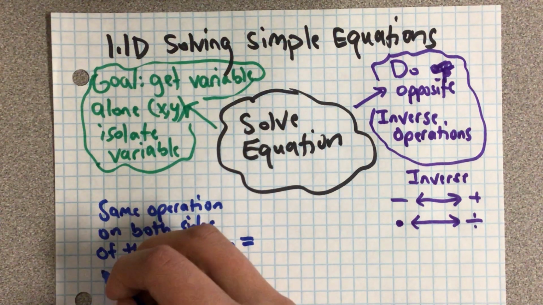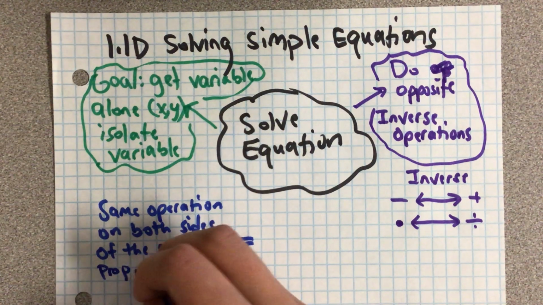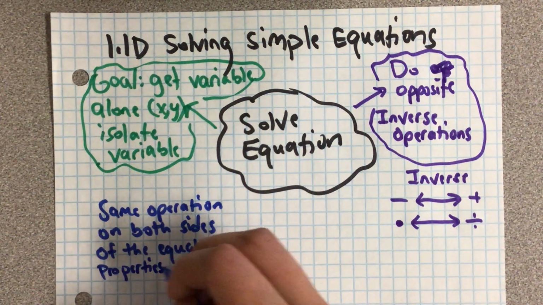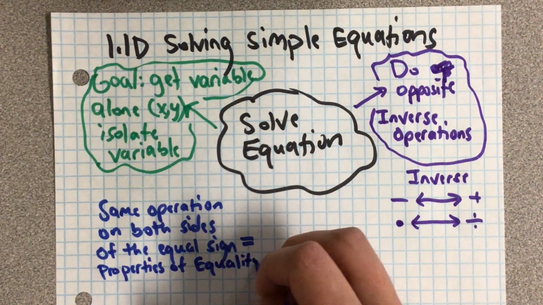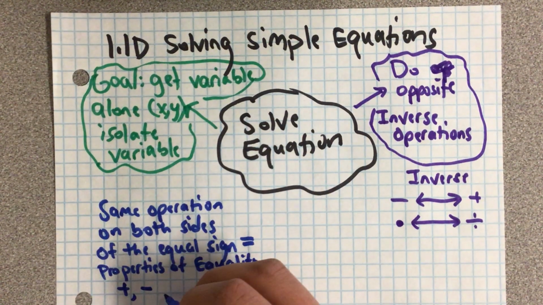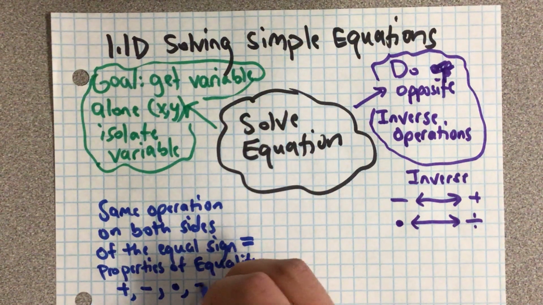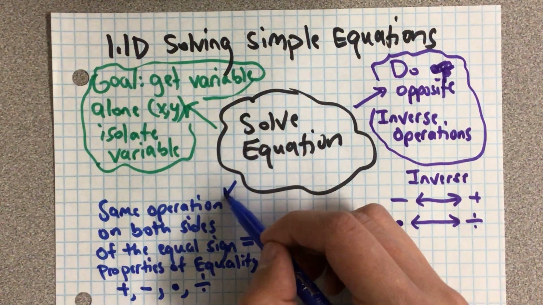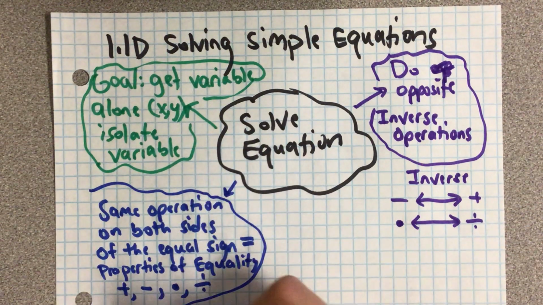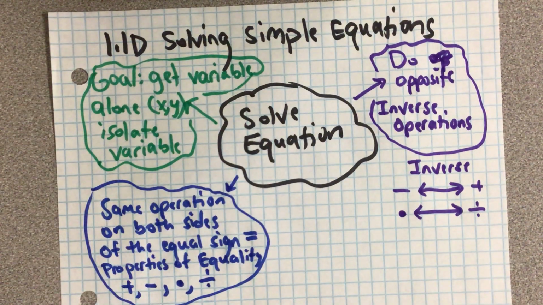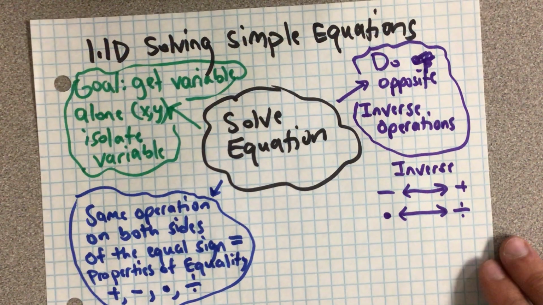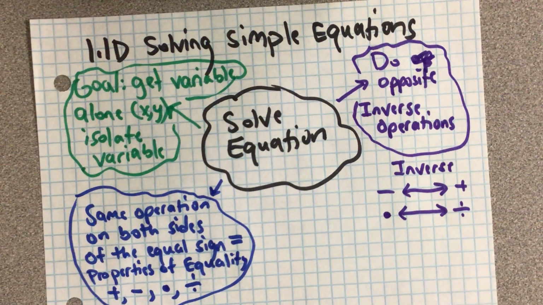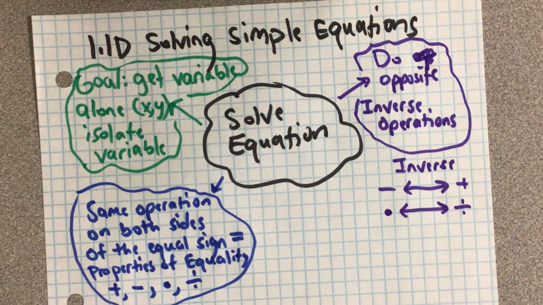And our properties of equality are just like our inverses: addition, subtraction, multiplication, and division. And as we spend more time in this class, we'll eventually add additional operations to our toolbox that will allow us to do absolutely everything that we need to solve equations with all the tools that we have available.